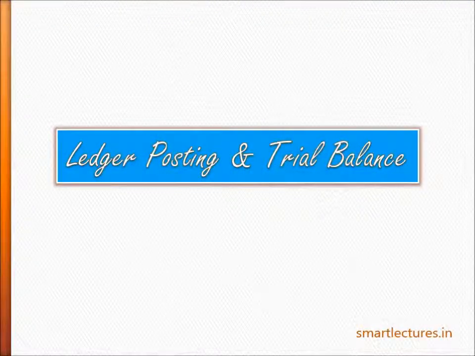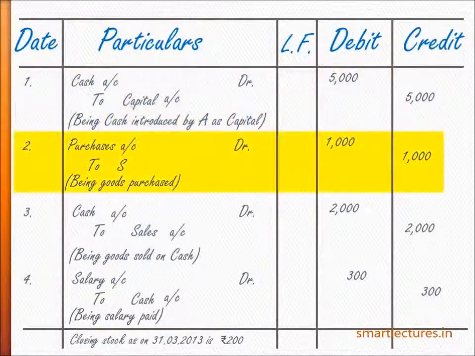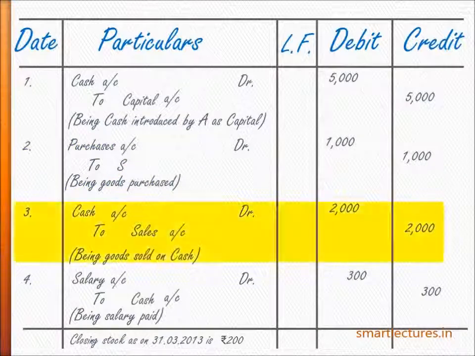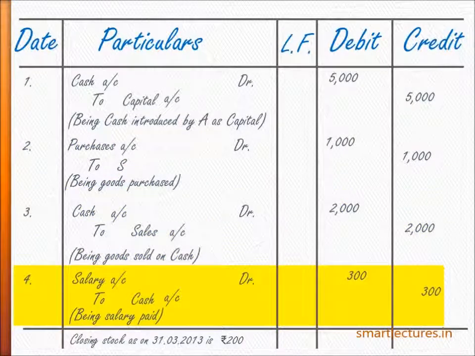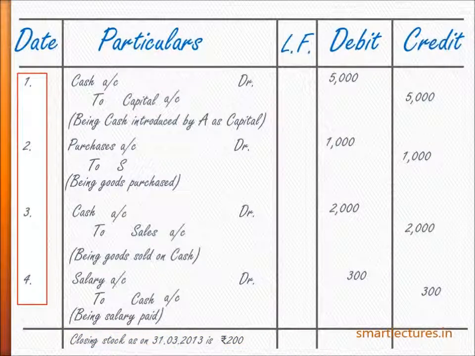Now, next practical question. The journal entries during the year in a firm are: cash account debit to capital account rupees 5,000, purchases account debit to S 1,000, cash account debit to sales 2,000, salary to cash 300, closing stock as on 31st March 2013 rupees 200. So these are the 4 journal entries that have been made during the year in a firm.